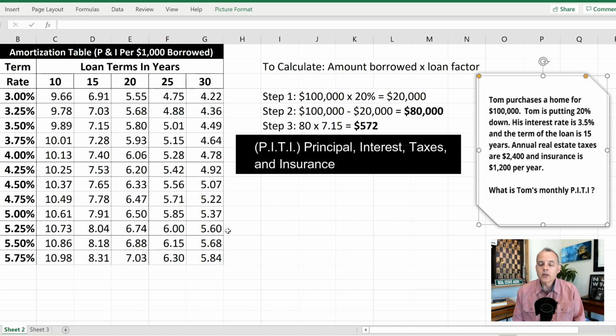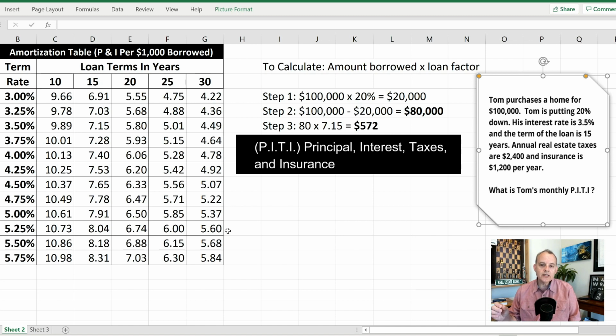However, the test question goes on to say annual real estate taxes are $2,400 and your annual insurance premium is $1,200. And the test question wants to know, what is Tom's monthly principal, interest, taxes, and insurance payment, or that PITI. But the first thing we have to do is calculate the P&I, the principal and interest. And how do we do that? Well, we have enough information in this test question to calculate everything.